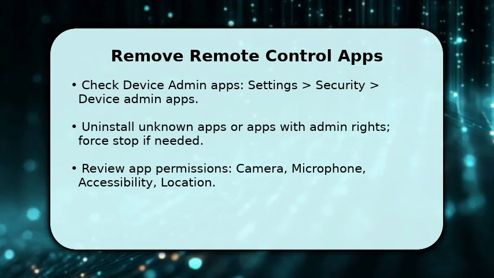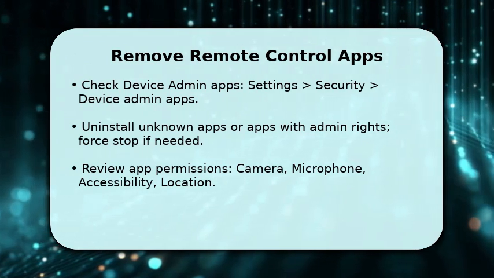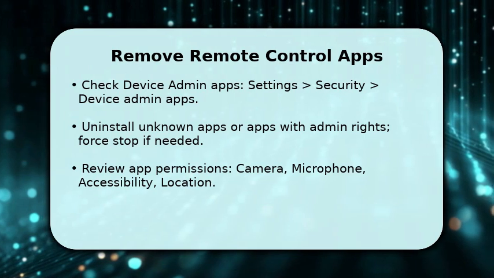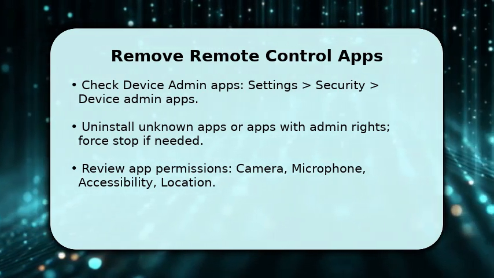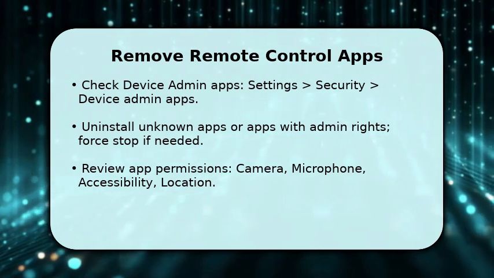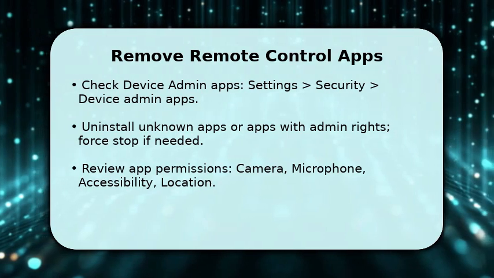Next, uninstall or force stop apps that request accessibility, camera, microphone, or location permissions, and that you did not install intentionally. Make sure to clear cache and app data after uninstalling. Also inspect installed profiles and VPN apps. Remove unknown profiles because they can tunnel traffic.